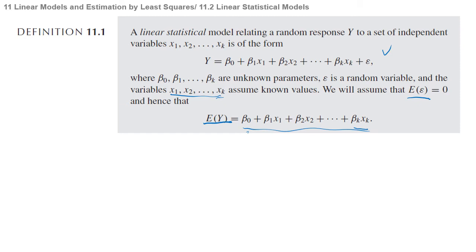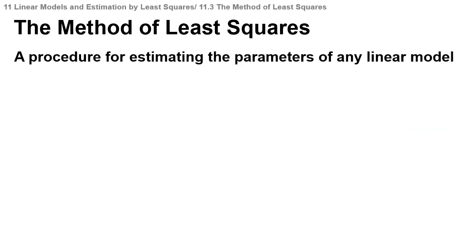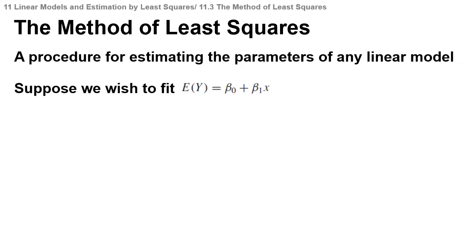So in this case, we call this model a linear statistical model. Okay, let's move on to chapter 11.3, the method of least squares. The method of least squares is a procedure for estimating the parameters of any linear model. Suppose we wish to fit a simple linear regression model, which is this thing.